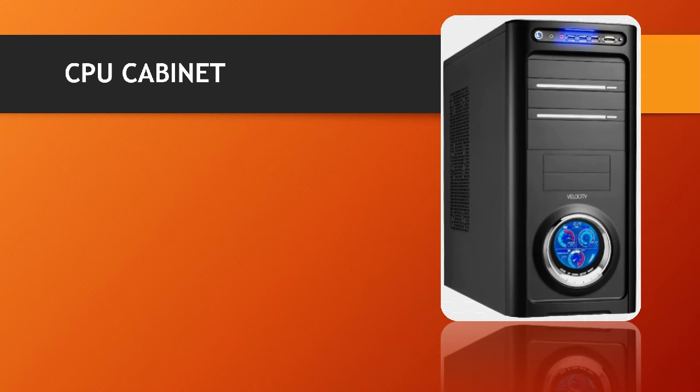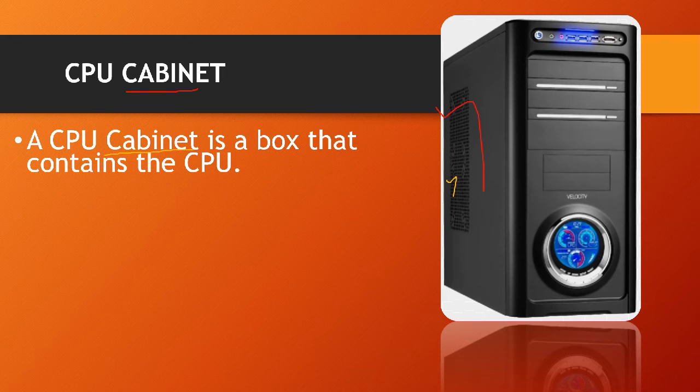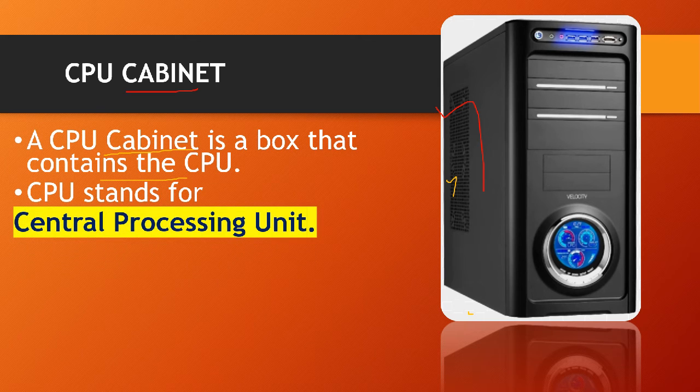Next is the CPU cabinet. See this picture? This box, can you see? This is the CPU cabinet or CPU box. A CPU cabinet is a box that contains a CPU. Inside the CPU box, you can see the CPU. So what is the full form of the CPU? CPU stands for Central Processing Unit. This is very, very important. What is the full form of CPU? Central Processing Unit. Say once again: full form of CPU is Central Processing Unit.